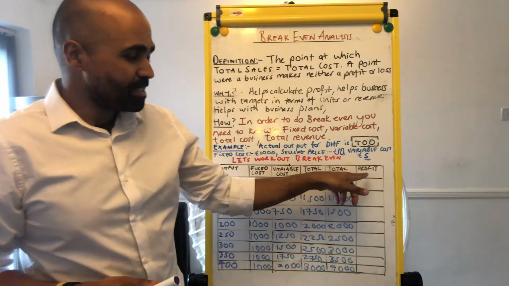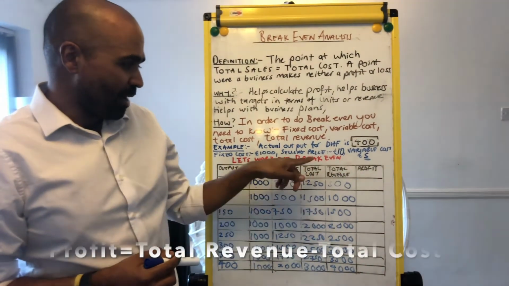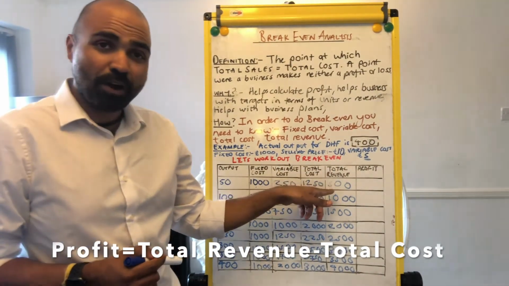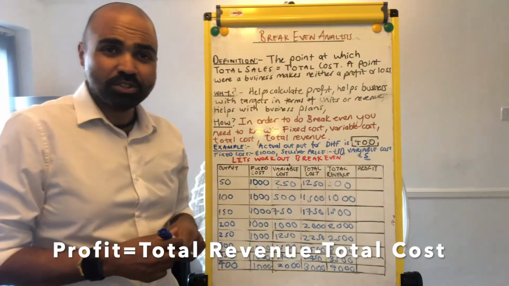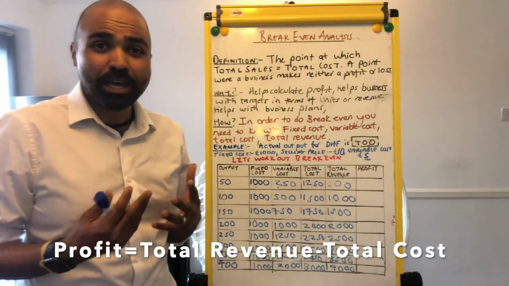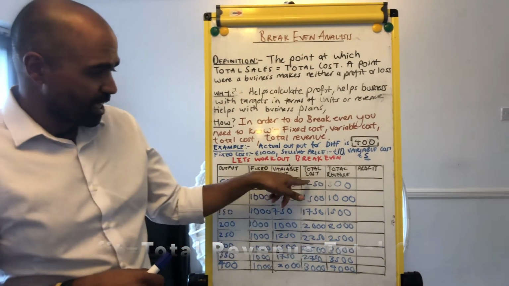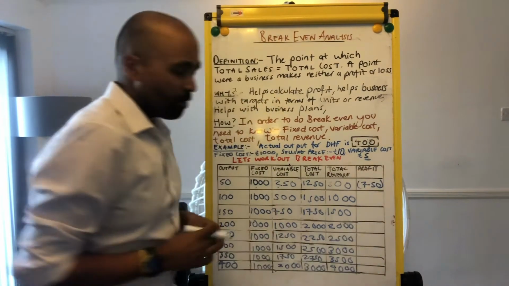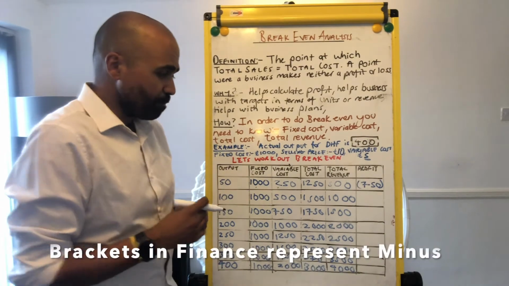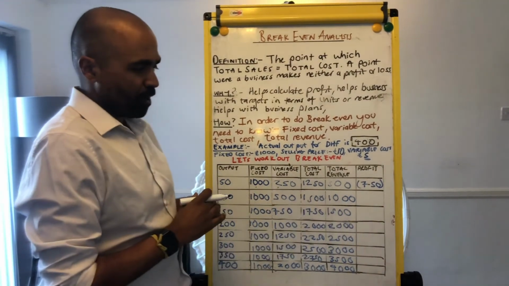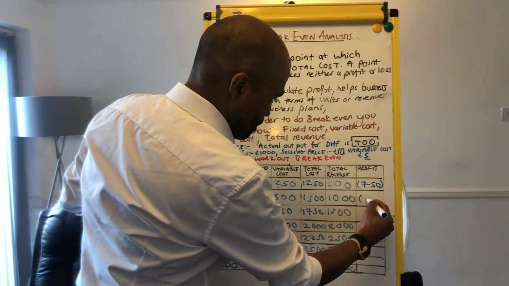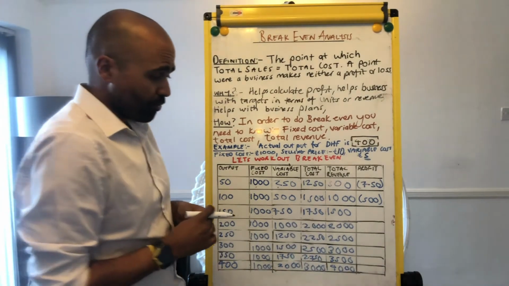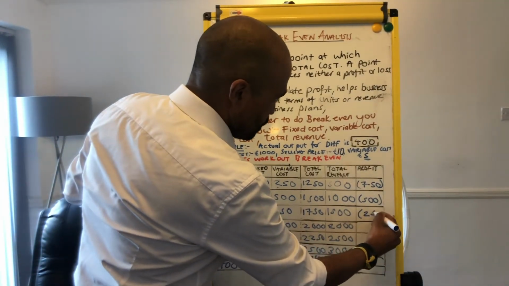Now what we're going to work out is the profit. So what we're going to do is we're going to deduct our total cost away from our total revenue. Now what you'll realise is the total revenue is 500 and the total cost is 1,250. So if you deduct that away from that, you will get a minus figure. So the first one, 500 take away 1,250, will give you a minus £750. Now we put it in brackets to represent it's a minus figure. The next one, which is 1,000 take away 1,500, will give you a minus 500. The next one, which is 1,500 take away 1,750, will give you a minus 250.